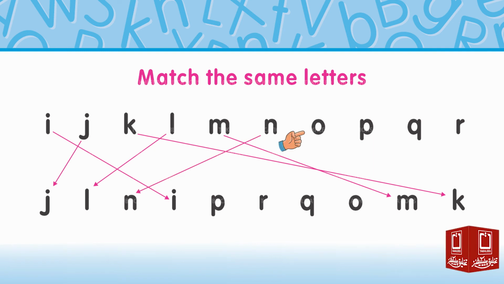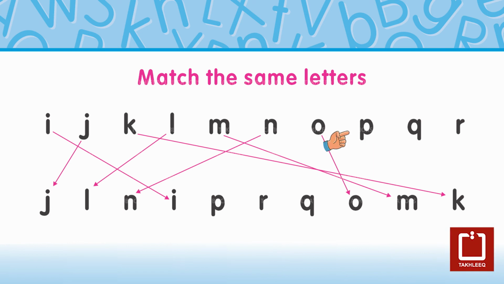This is small letter O. Now we search small letter O in the second row. J, L, N, I, P, R, Q, O. Yes, this is small letter O. So we match both small letters O.